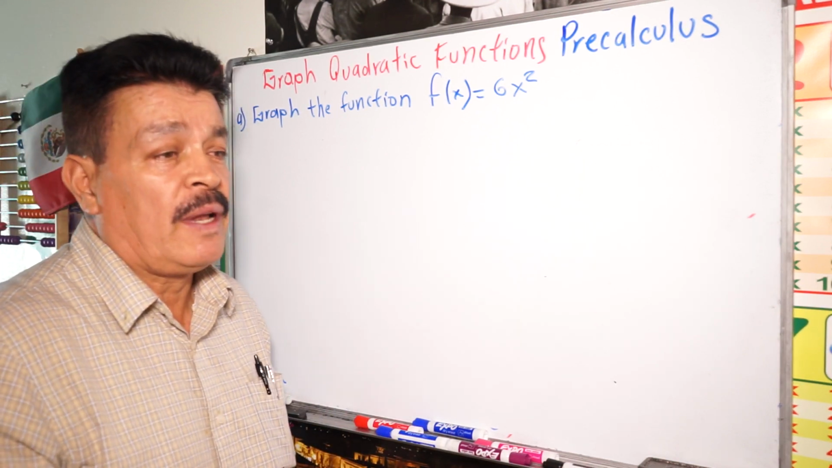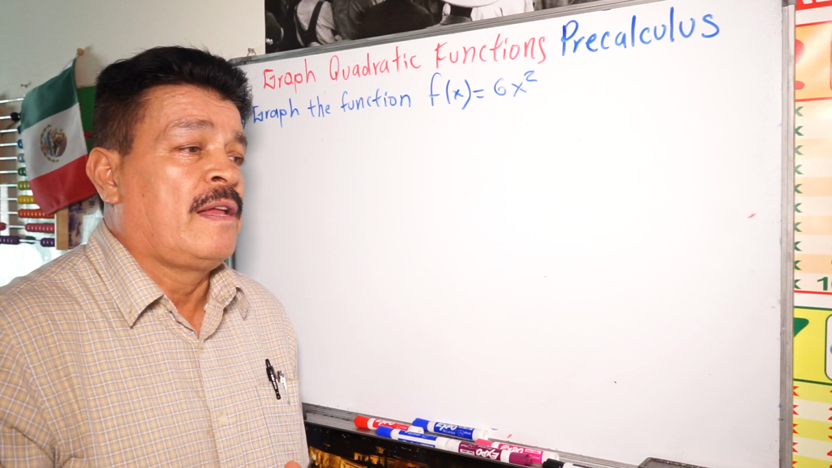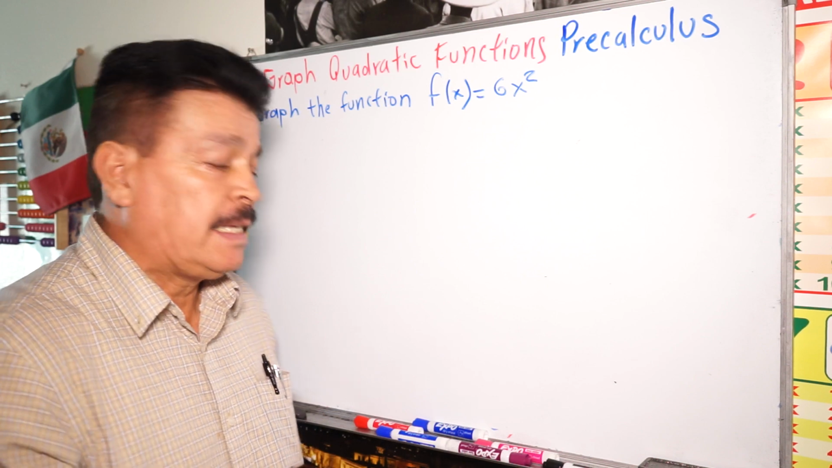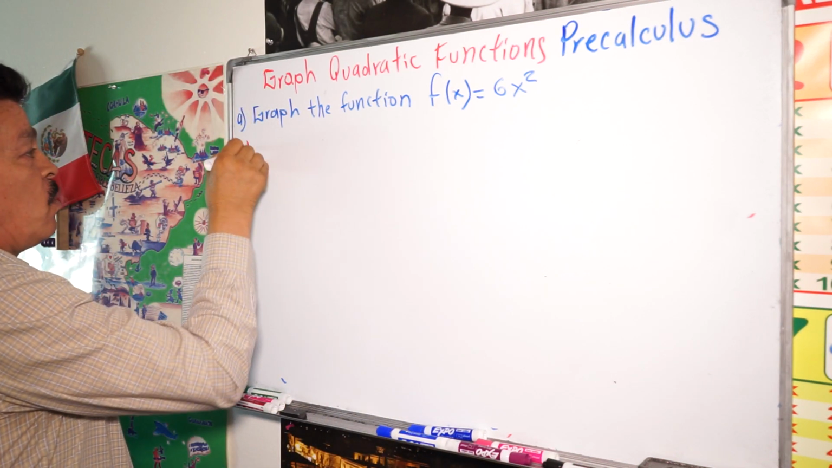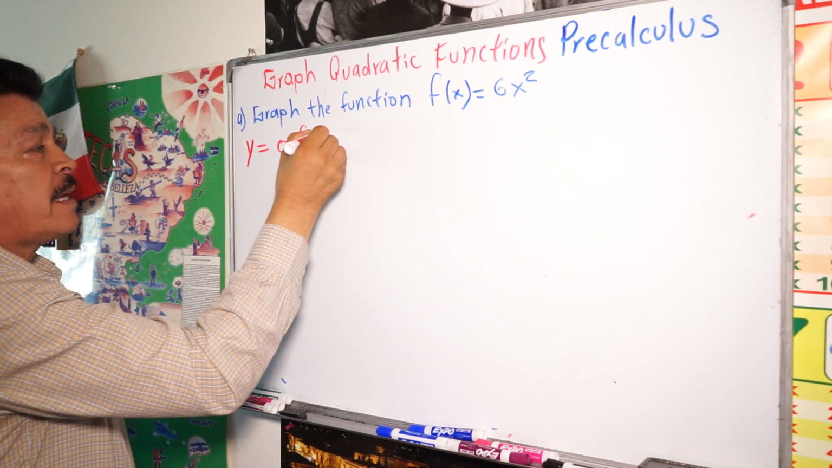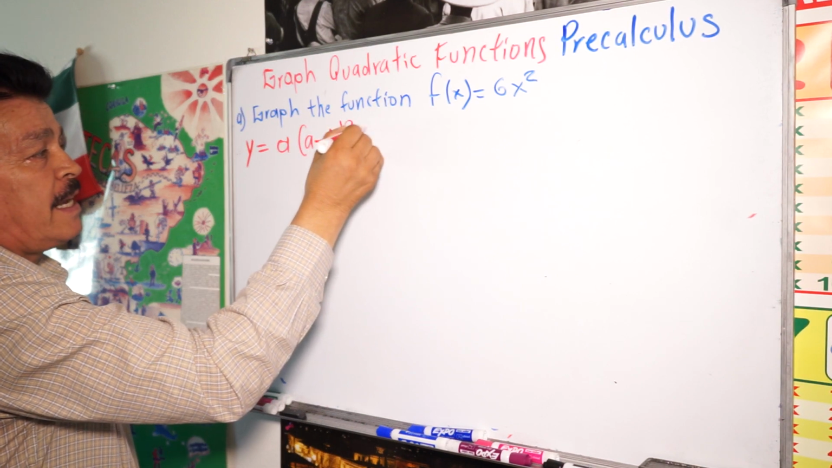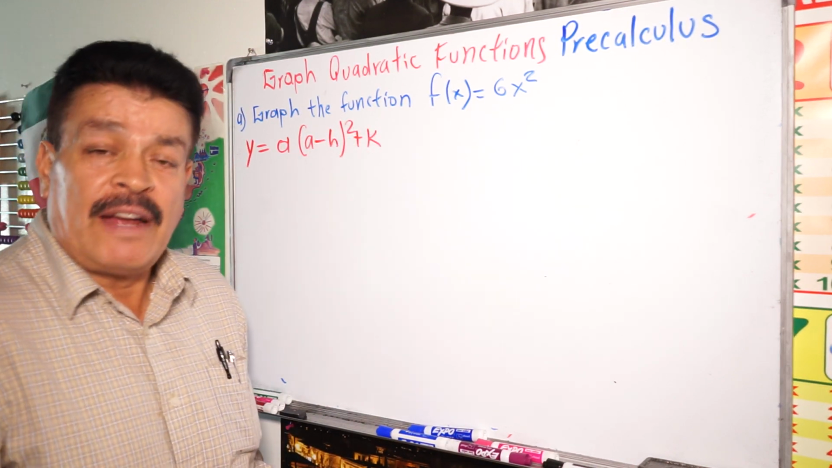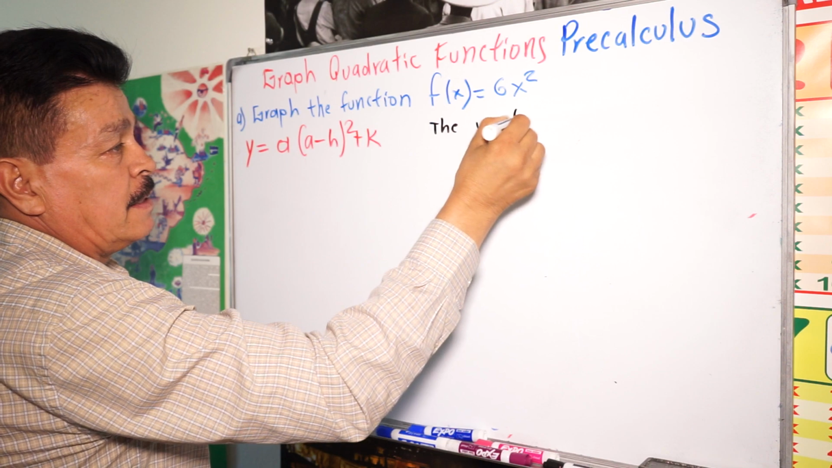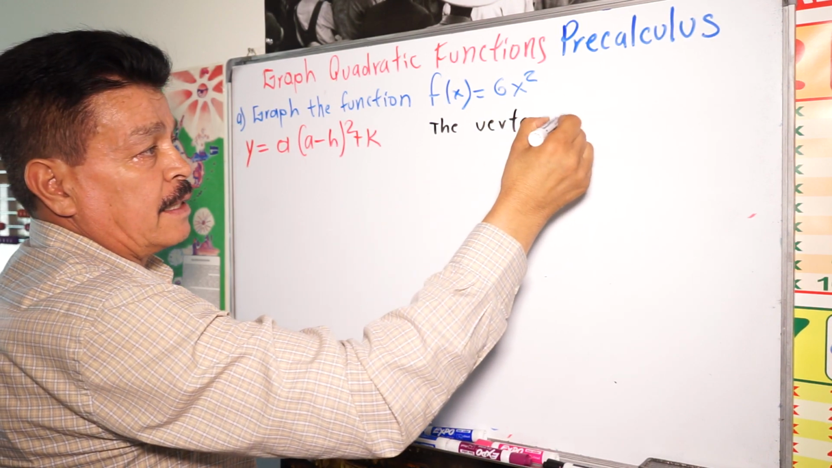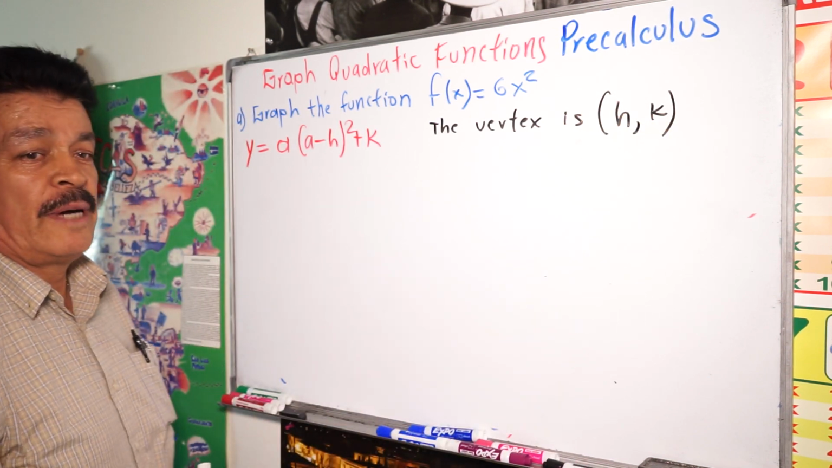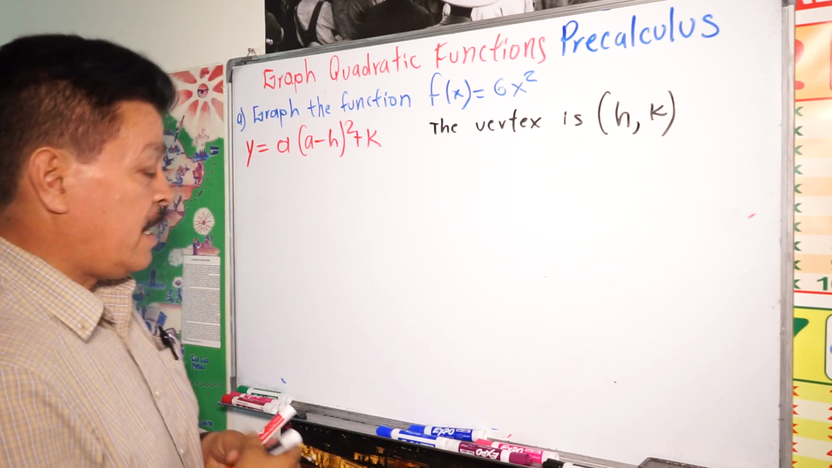For example, a parabola is a graph of a quadratic polynomial. The vertex form of the parabola that opens up or down is this way. It's like this: y equals a times (x minus h) to the second power plus k. All right. The vertex is (h, k).